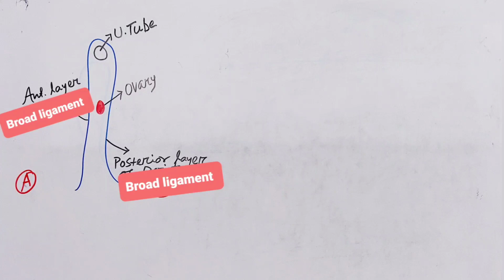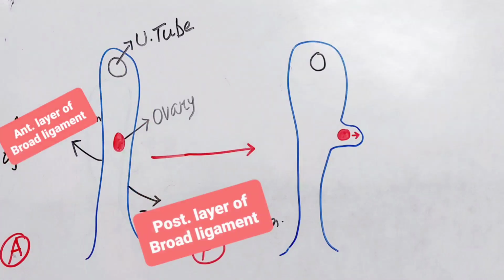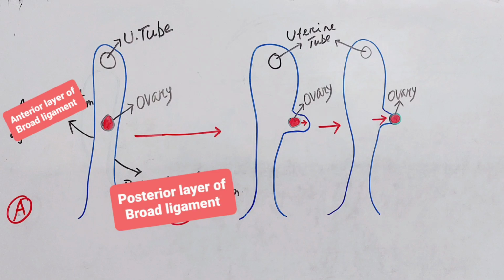Then what happens? Look at this next picture. In the second drawing, you can see the ovary is in between the anterior and posterior layer of broad ligament, but the ovary, as if it is pushing the posterior layer of broad ligament, is trying to come out of the posterior layer. In this diagram, you see the ovary is pushing the posterior layer and is almost out of the two layers. That means the ovary is connected with the posterior layer of broad ligament at one place.